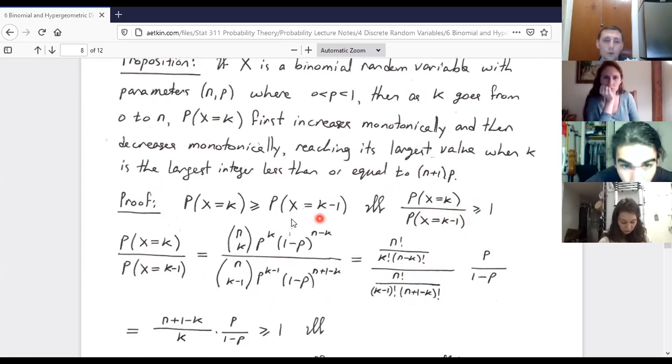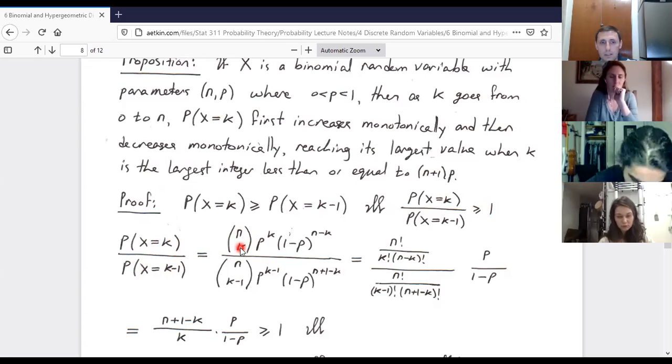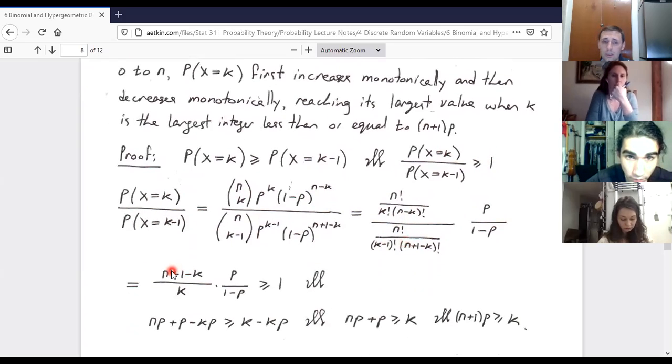So I know that probability x equal to k is bigger than or equal to probability x equal to k minus 1, and that is only true if this ratio is bigger than or equal to 1. Now what is this ratio? It's n choose k, p to the k, 1 minus p to the n minus k, and the same for k minus 1. Then I simplify everything. I get p over 1 minus p, and the factorials cancel out. And after a little algebra, I get n plus 1 minus k over k times p over 1 minus p bigger than or equal to 1.